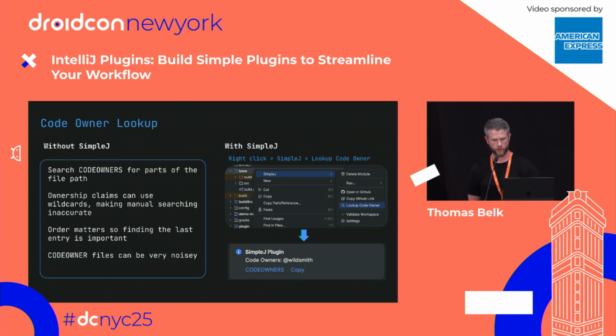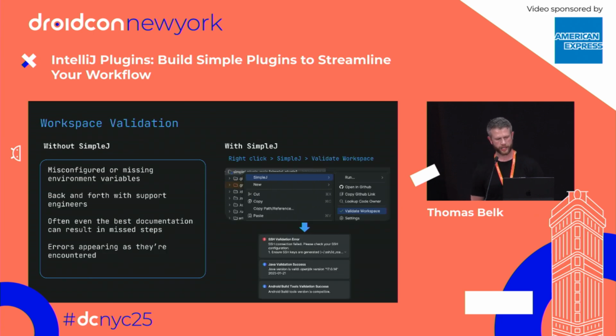When it comes to looking up who owns a tracked file, prior to IntelliJ, engineers would need to search for code owners for parts of the file, which has many pitfalls, as ownership claims within code owners can use wildcard pathing, which makes manual searching fallible. With IntelliJ, engineers only need to right-click on the tracked file of interest, click Look Up Code Owner, which will then prompt a sticky notification with two actions, one for opening code owners to the exact location of the claim, and the other for copying the listed code owners for quick sharing.